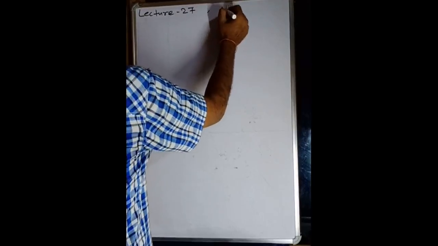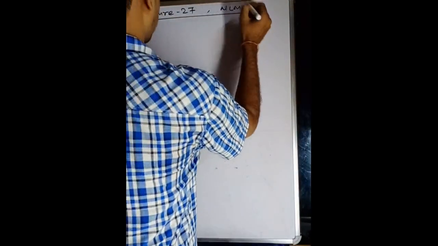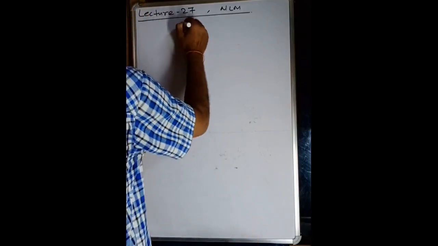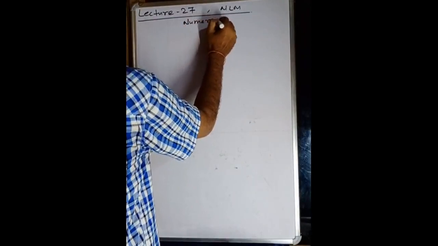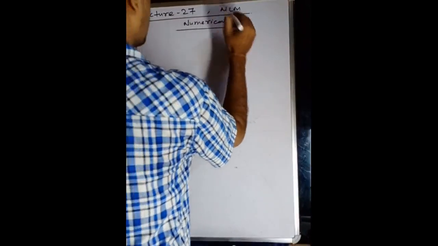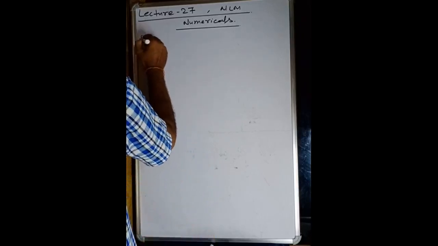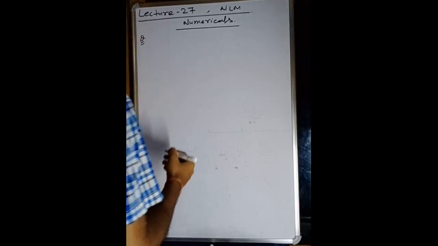It is lecture number 27 of Newton's laws of motion. So in Newton's laws of motion, we were studying Newton's second law, and we are going to solve today. It is the numerical class, a special class, on how to solve the numerical questions of bodies and systems connected with each other. So let me start the class with the first question.